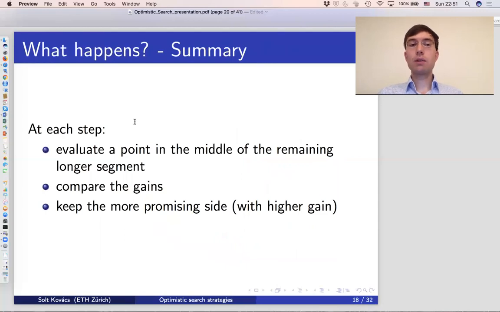Okay, so as a summary, I propose an iterative procedure where at each step I have one split point from the previous step and I add one more, a new one, in the middle of the longer segment, and then I compare the gains, and depending on which one is higher, I throw away either the outer left or outer right-hand side.